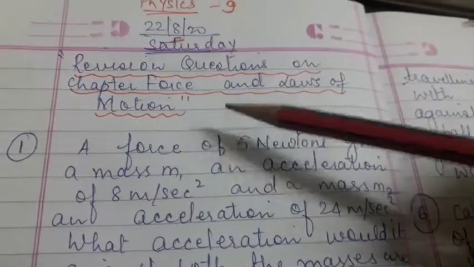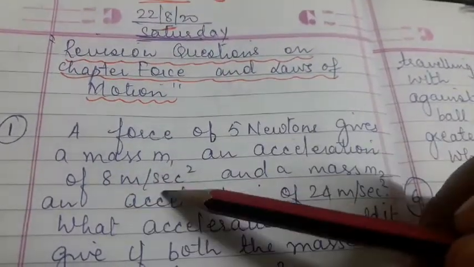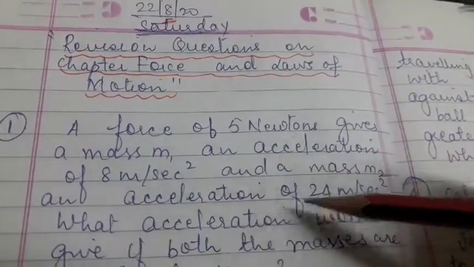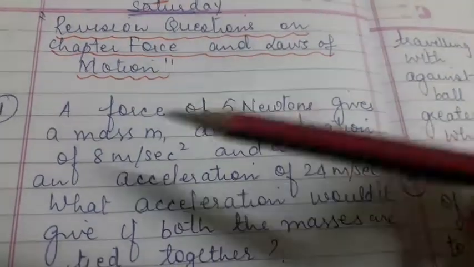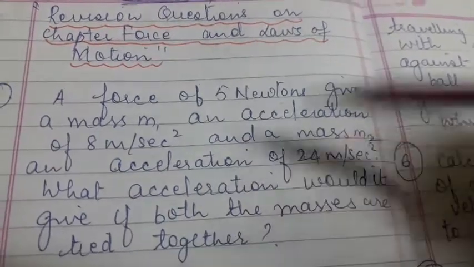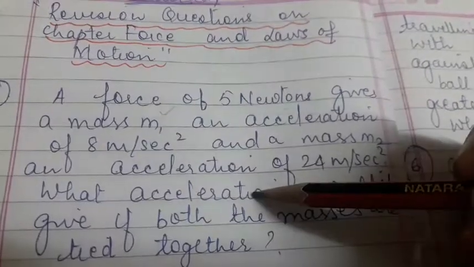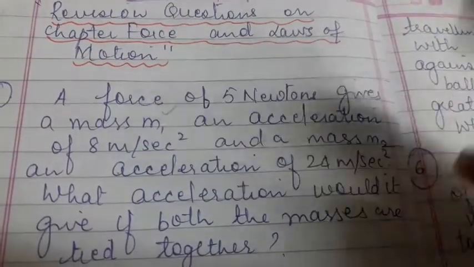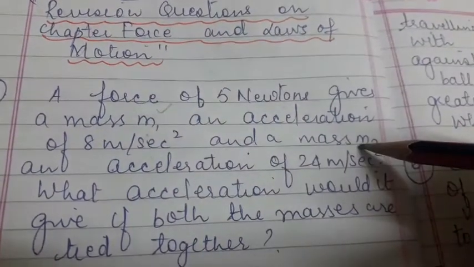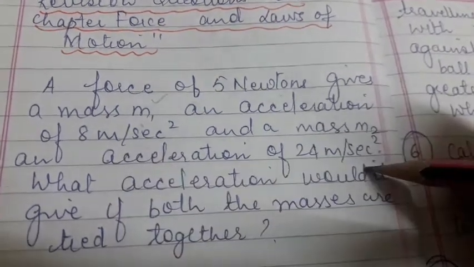Okay. Starting with the first question, it says that a force of 5 Newton gives a mass m1 an acceleration of 8 meter per second square and a mass m2 an acceleration of 24 meter per second square. What acceleration would it give if both the masses are tied together? First you will understand the question: a force of 5 Newton is being applied on two objects. One has mass m1, one has mass m2. This is having an acceleration of 8, this is having 24.